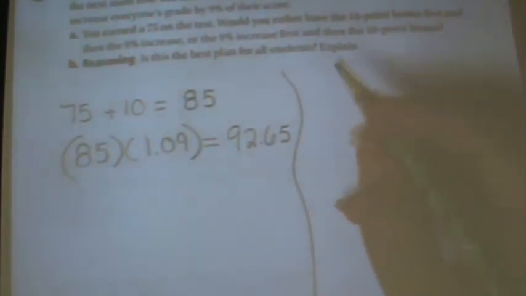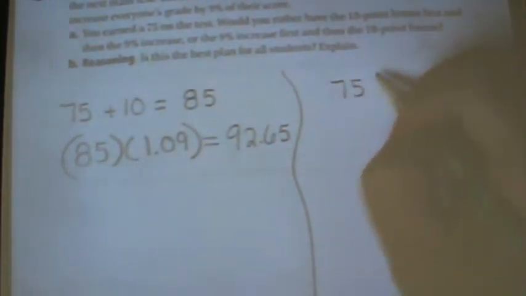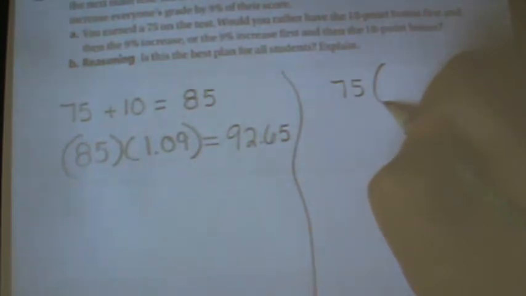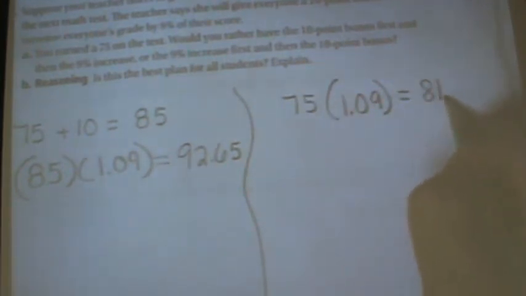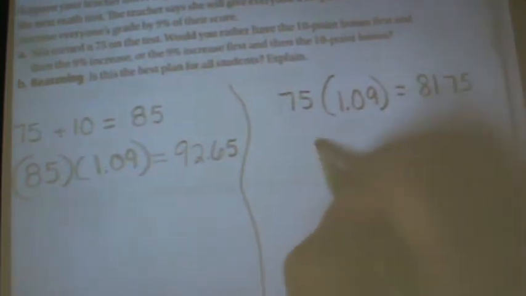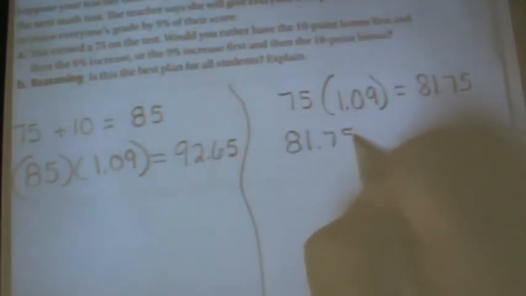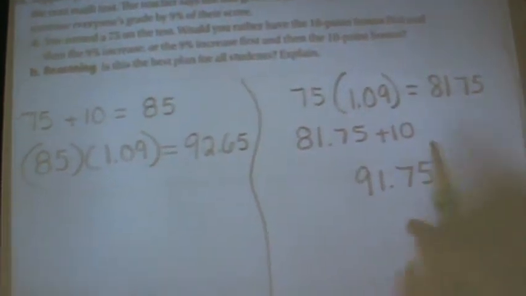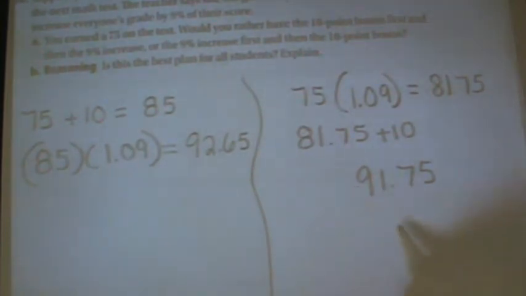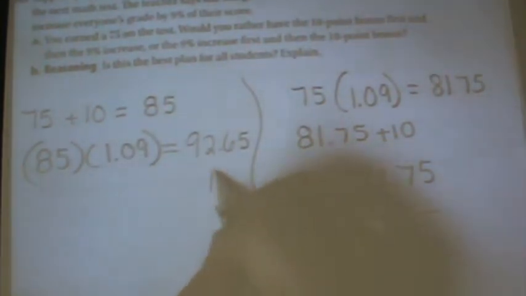Versus, who said they wanted to do the percent first? He changed his mind. So 75 times 1.09 is 81.75. And then if you add 10 points onto that, 81.75 plus your 10 points is 91.75. What grade would you rather have? 92.65 is an A minus in my book. This rounds to an A.